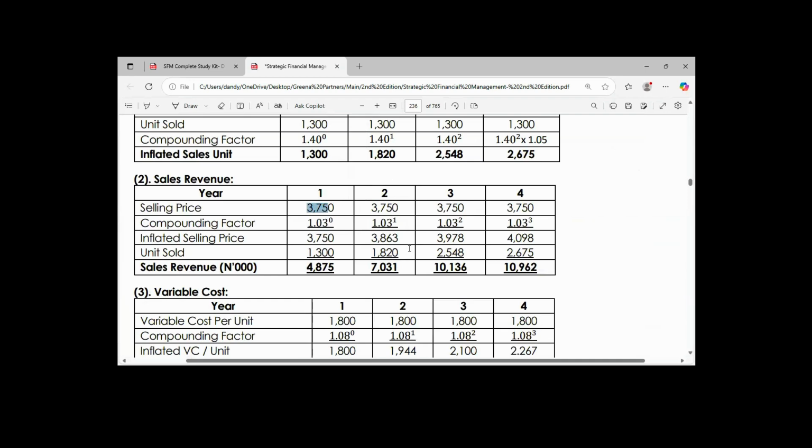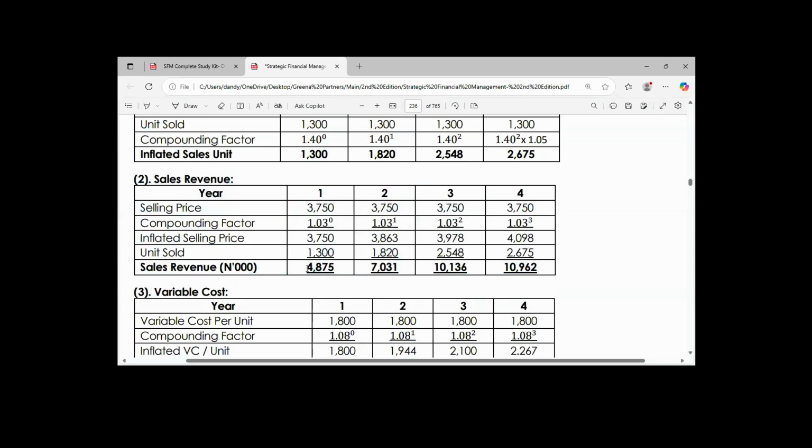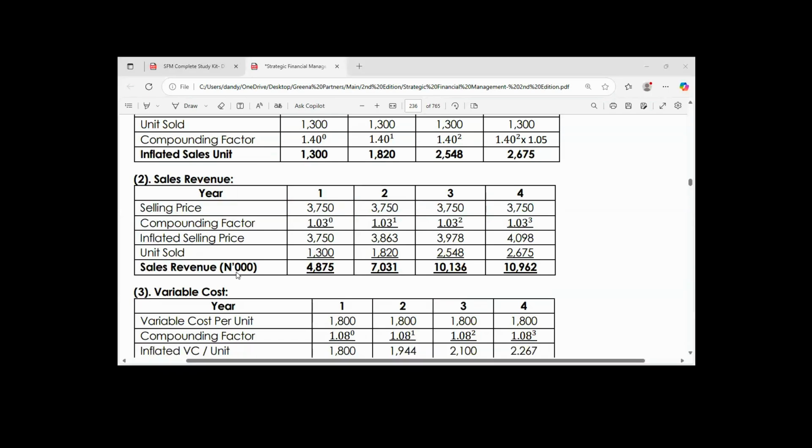To get the second year selling price, the method I use in this format on the screen is just to simplify it, like a primary school thing. You shouldn't be doing this on the day of your exam. It's a waste of time, because you already know that your selling price will grow by 3%. So to save time, the first year price is 3750. To get the second year price, just multiply 3750 by 1.03.